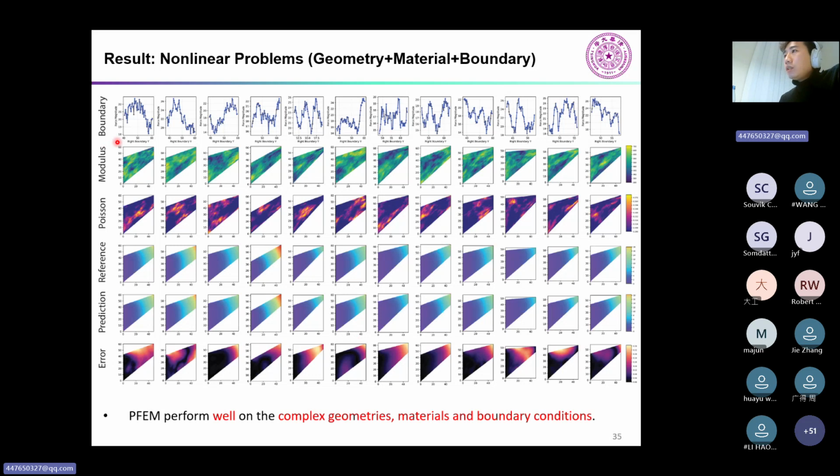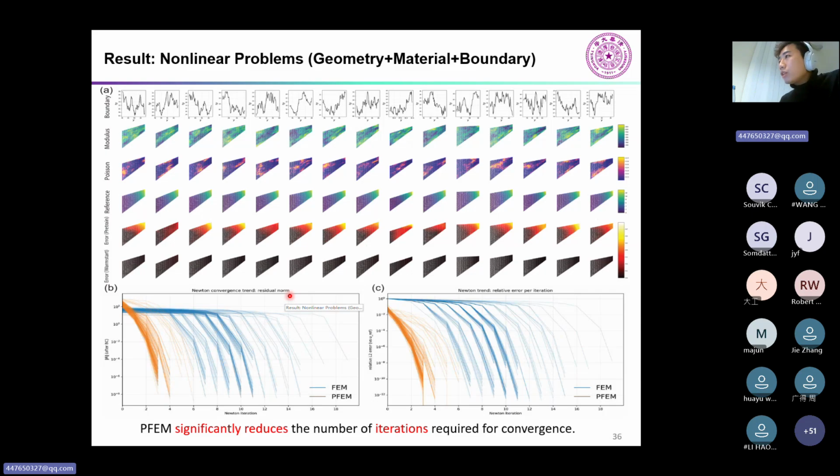So I think these simulations are all we need in a lot of problems, such as boundary condition, material, and geometry. In our framework, PFEM can generalize them all together very well. So PFEM performs very well on complex geometry, material, and boundary condition. And we also use the warm start stage to test the iteration number. As you can see, we get a smaller iteration number compared to the FEM.